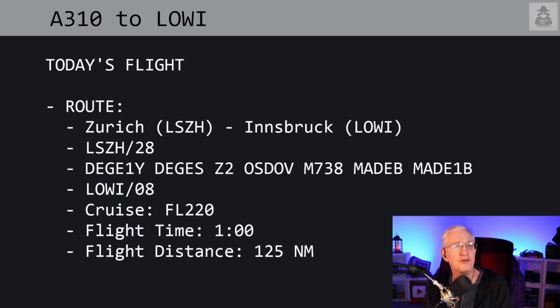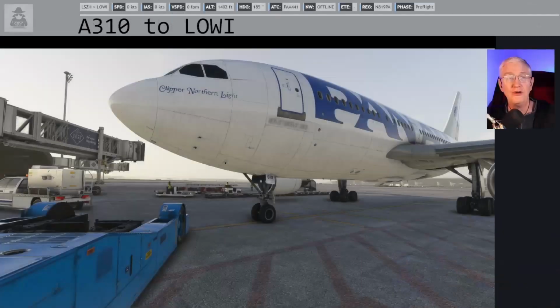We are departing off of Zurich's runway 28. We are doing the DEGES Yankee departure, a couple of checkpoints, then MADEB 1 Bravo into Innsbruck's runway 8. Our cruise level is flight level 220. It's about an hour's flight today, and our distance is only 125 miles, but this is the perfect airport to fly this amazing airplane. So let's head on out to the sim airport right now and get this thing ready to go.